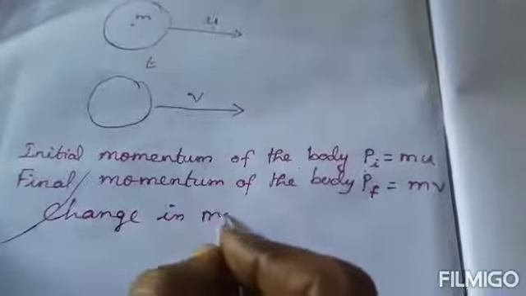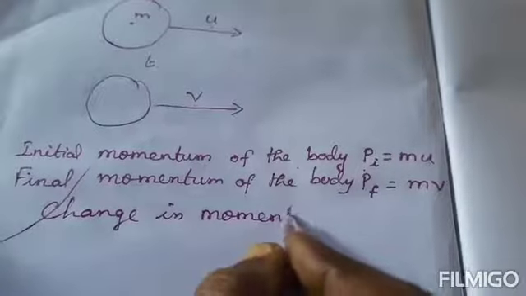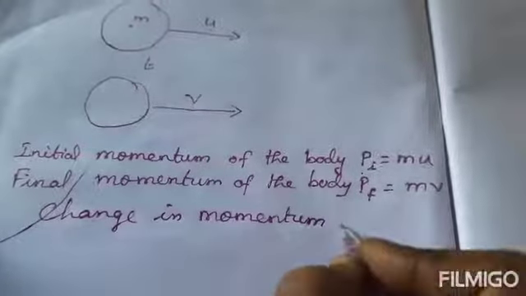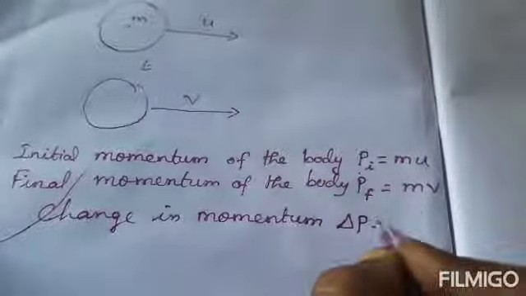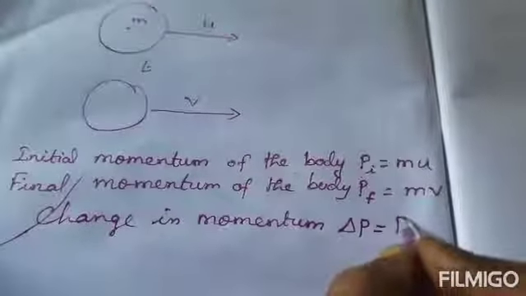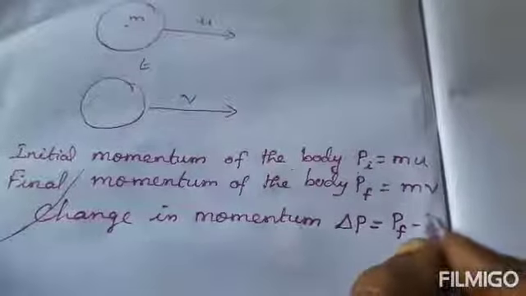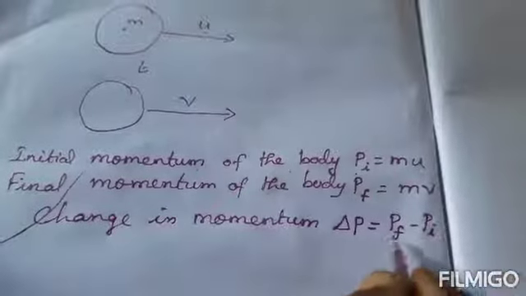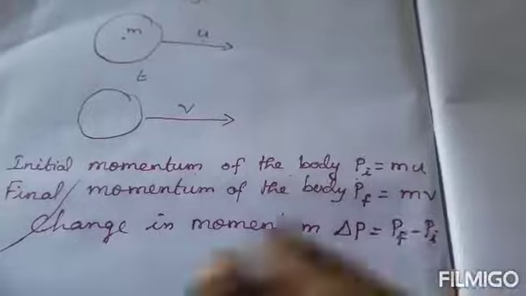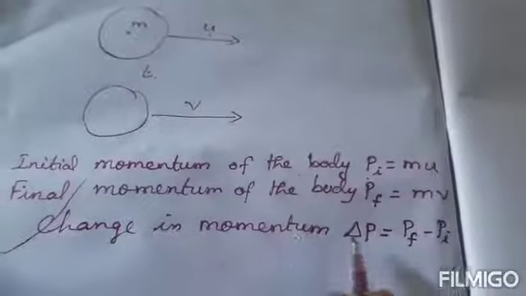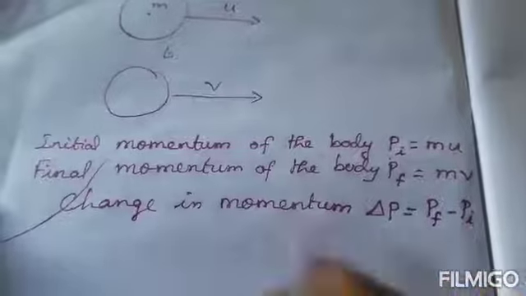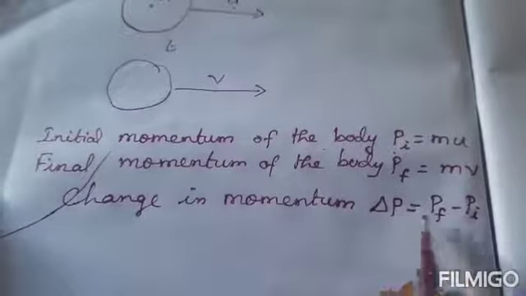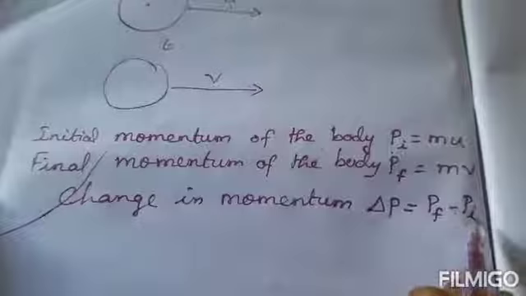Change in momentum, delta P. Delta P is equal to Pf minus Pi. First final you have to write, next one initial. So change in momentum delta P equal to Pf minus Pi.